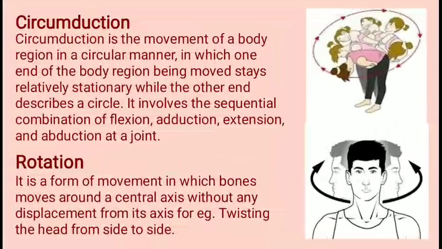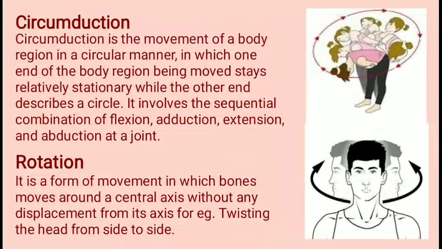Circumduction involves a sequential combination of flexion. Flexion means bending the body forward, then taking the body sideways, that becomes abduction. Then again the extension position, that is the backward position, and again coming back from the side, that is known as adduction. So that is a sequential combination of all. When the body rotates in a circular motion, it becomes circumduction.